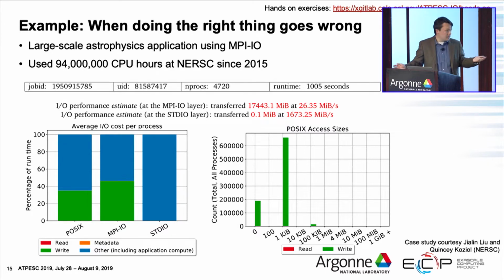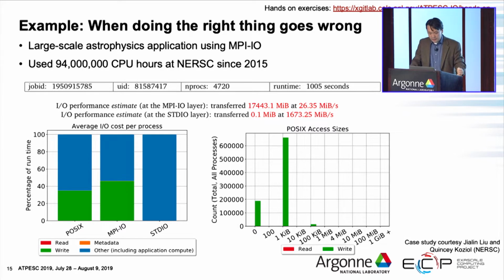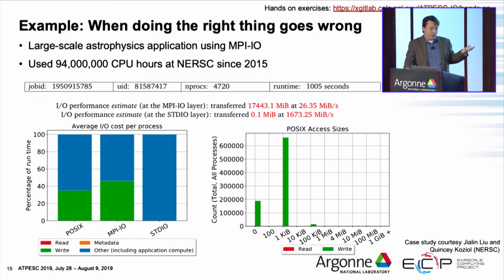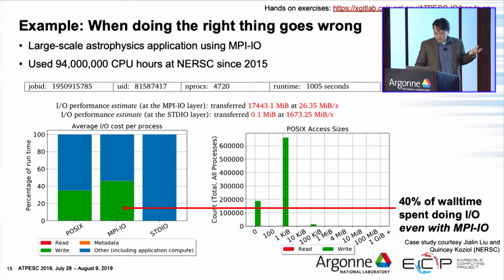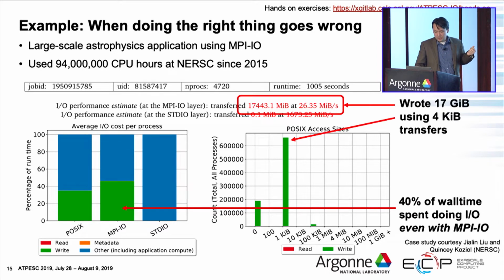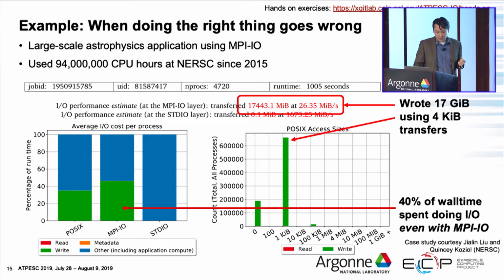And this happened, and in fact, this was a problem that Quincy debugged, so he might be able to speak more authoritatively on it. There was a parallel HDF5 application where the application developer did everything that they should have done, and things were going wrong. Right, so 40% of the wall time was spent doing MPIO, and the performance was abysmal. So this is writing 17 gigabytes at 25 megabytes a second. I can get faster speeds than that writing to a hard drive or a thumb drive, and that's clearly a problem.